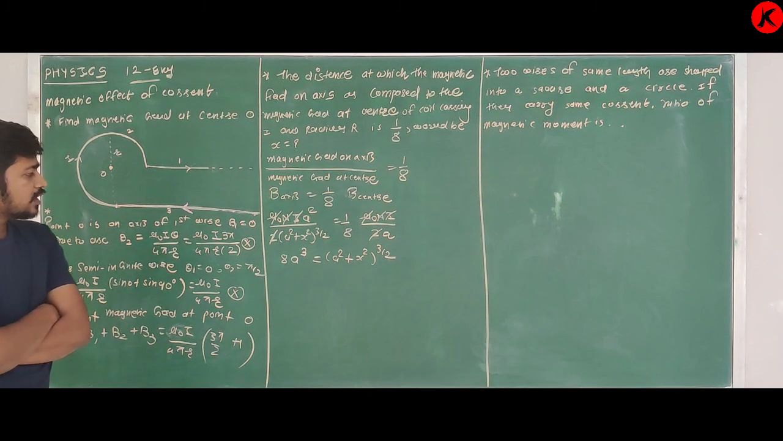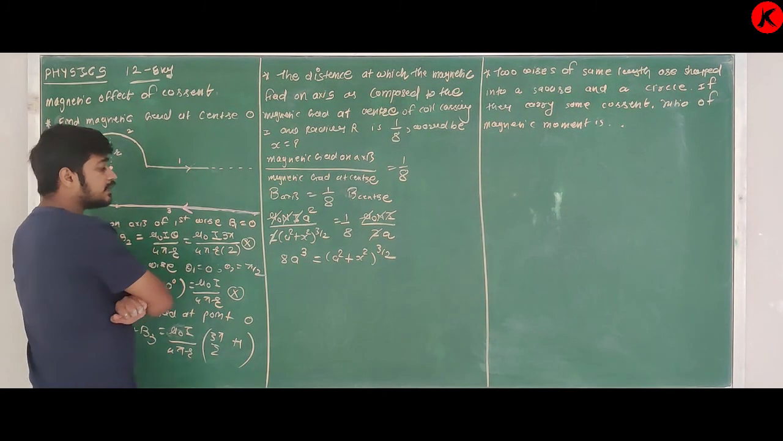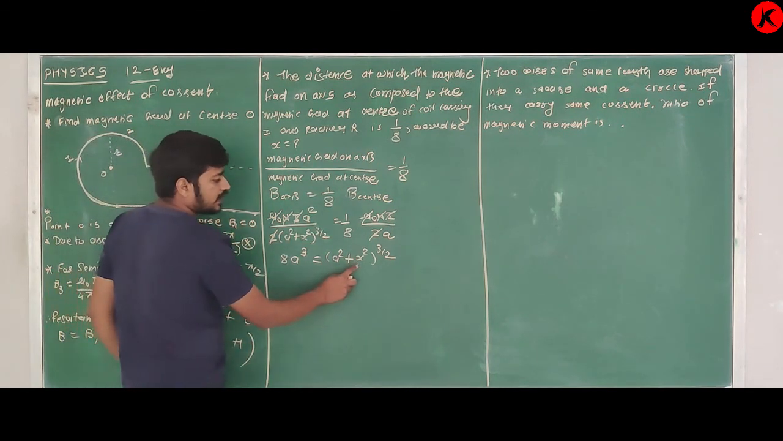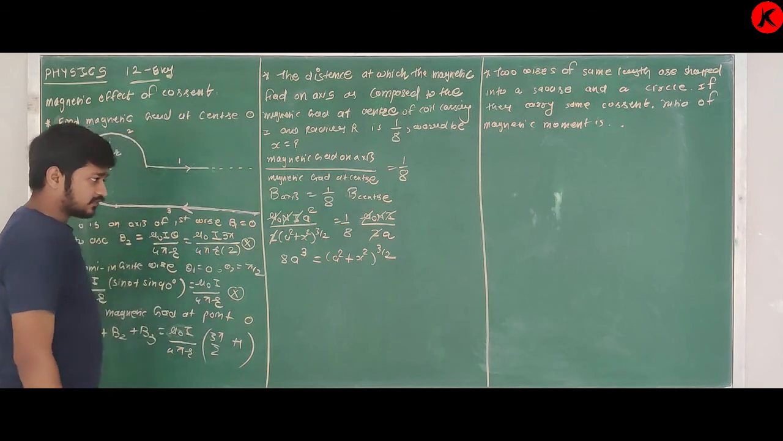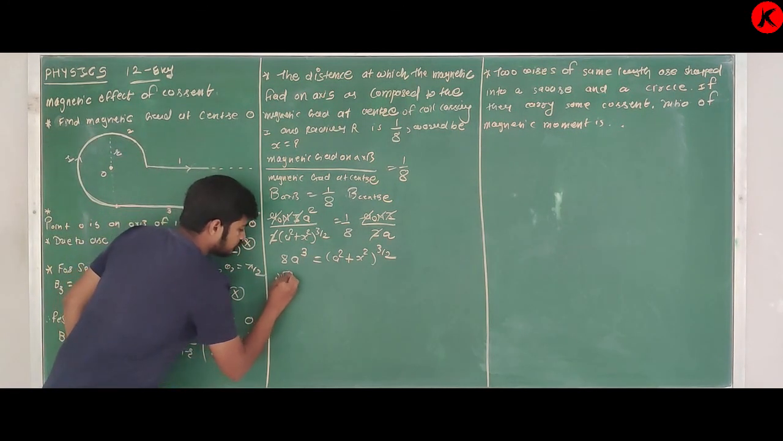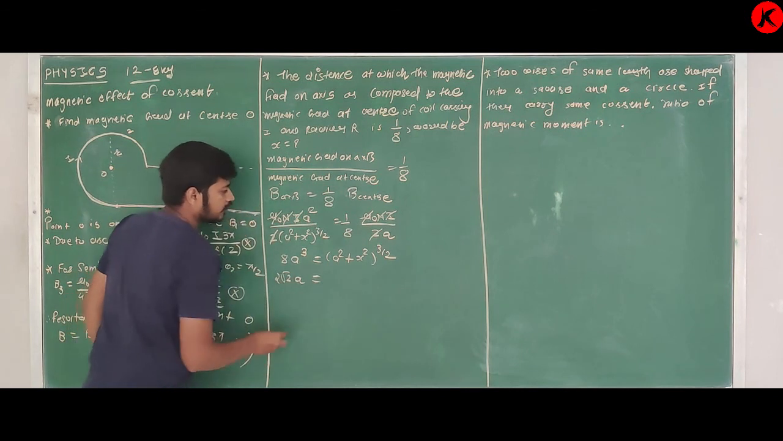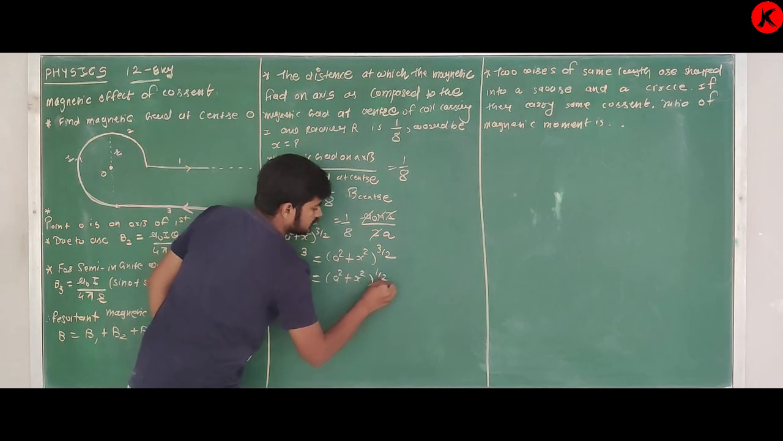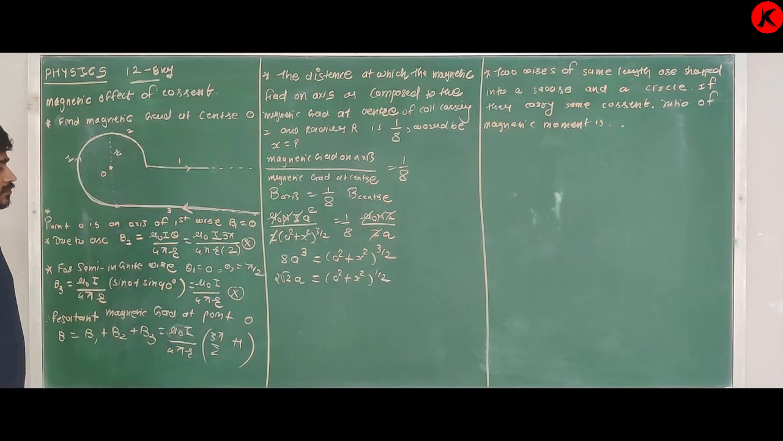So first of all we will take its cube root, because it is 3. We have to actually find x. So first of all we will take cube root. What is cube root of a? It is 2 root 2a is equal to a square plus x square raised to 1 by 2.